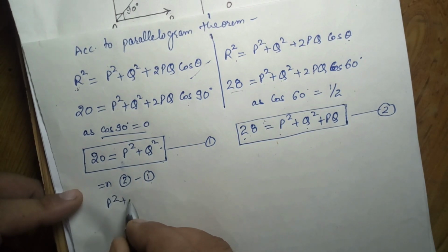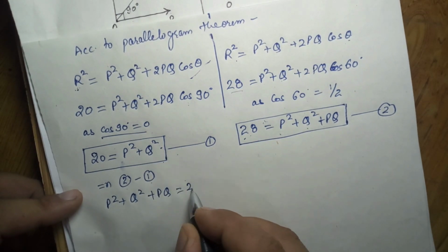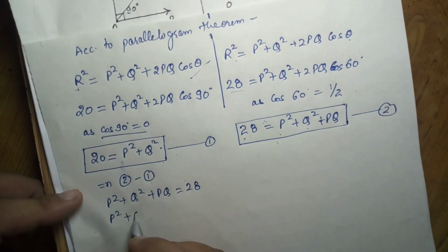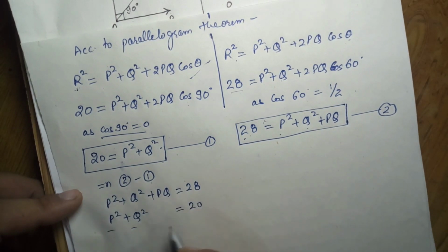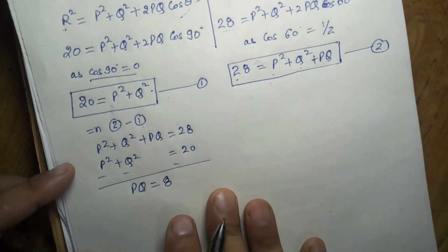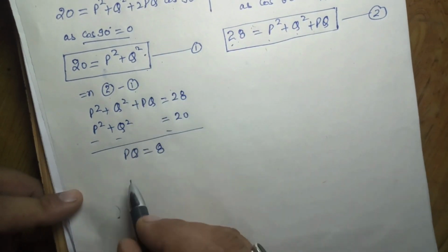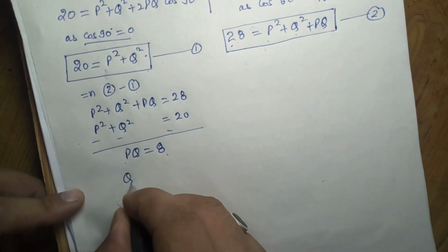P square plus Q square plus PQ, that is 28, minus P square plus Q square, which is equal to 20. So if I apply the minus here, what will be the solution? PQ will be now 8 only, right? So PQ is 8, as in this equation the value is in squares. So we will find out either P square or Q square from here. So let's say we find out the Q square.